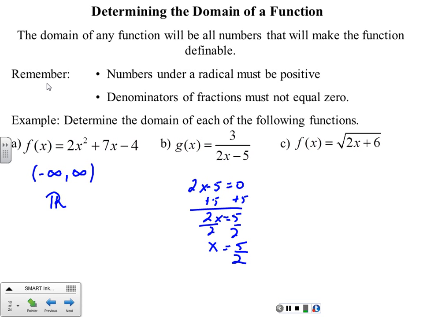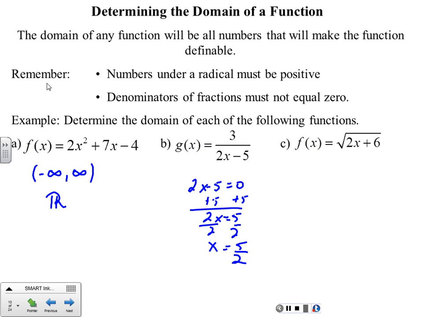okay, so let's think about what we just did. If I plug 5 halves in for x, that denominator would go to 0, right? Okay? But the question I'm asking you is determine the domain of that function. So you tell me, what would the domain for that function be? Louder?